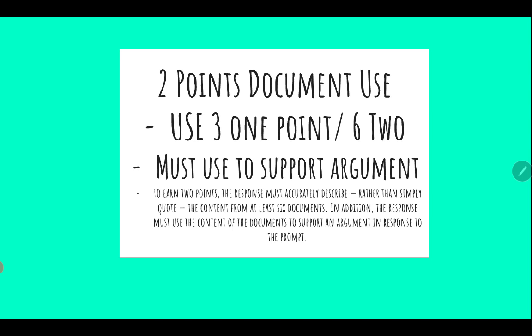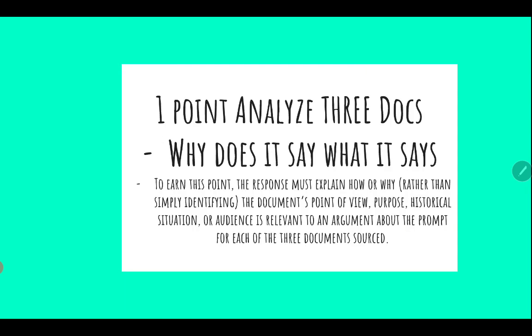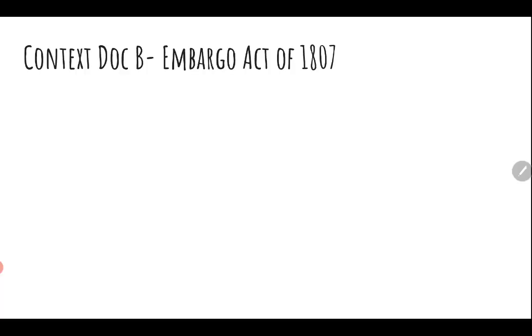So you also get 2 points for document use if you use 6, and I repeat, do not quote. You get basically 0 points for using a document if you quote it. So it is a waste of time to quote a document. Do not quote. You get another point for document use for analyzing documents, saying why it says what it says. So use 6 docs, analyze 3. For this one, you have to say purpose, historic situation, audience, what is shaping what is being said. And we're going to go over a couple of these.